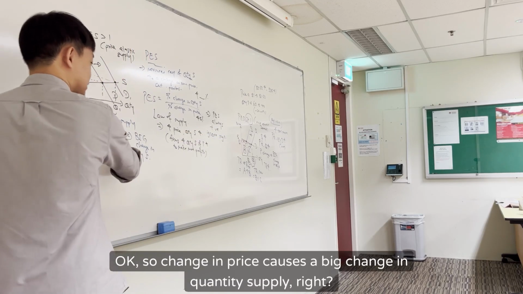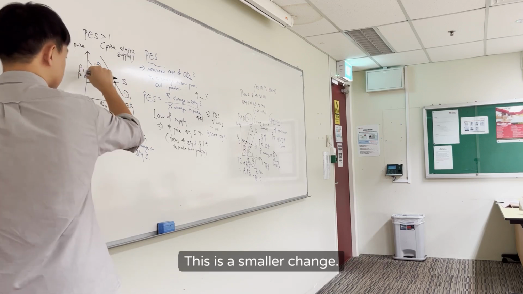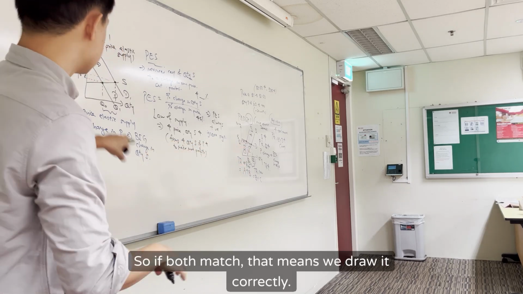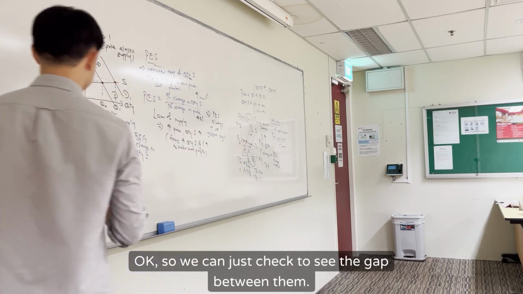Change in price causes a big change in quantity supplied, right? So this is a bigger change in quantity. This is a smaller change. So this one and this one both match. So if both match, that means we drew it correctly. We can just check to see the gap between them.